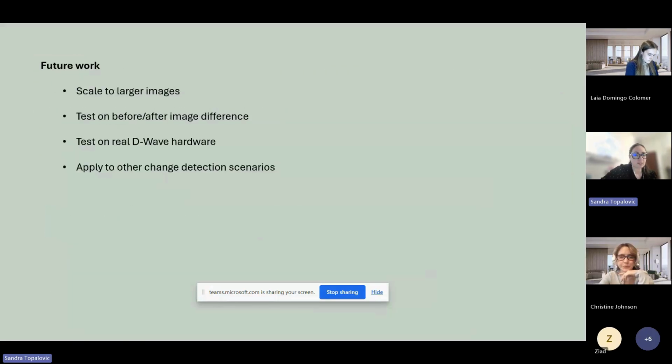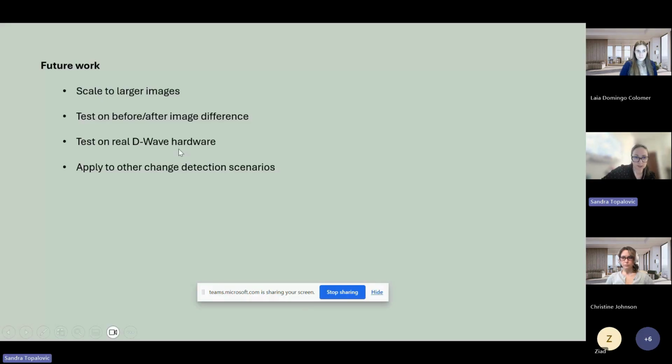There are a lot of things that need to be improved, like scaling to larger images. Hopefully that would also improve the resolution. What needs to be done for the change detection is actually comparing before and after images. Instead of just using one image as I used here, we need to take the difference between before and after, get this contrast as well, and then see if the segmentation would work better.